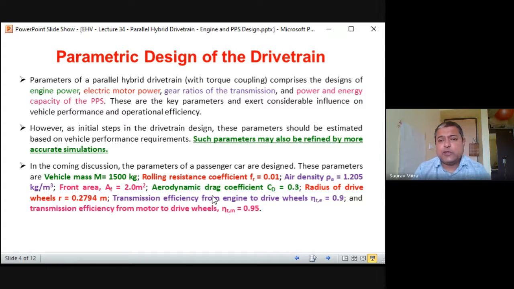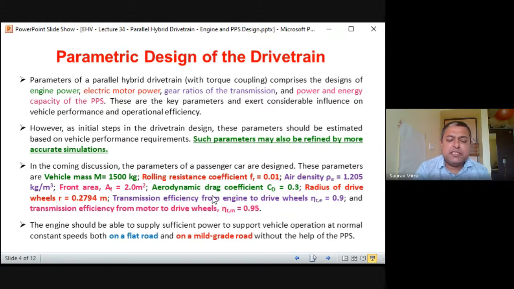We will be seeing the results only, and we will come to know the factors that govern the design of the drivetrain, as well as the design of the PPS, the motor power, and the engine power. In the engine design, the first thing we should understand is that the engine should be able to supply sufficient power to support the vehicle operation at normal constant speed, both on a flat road and on a mild grade road.